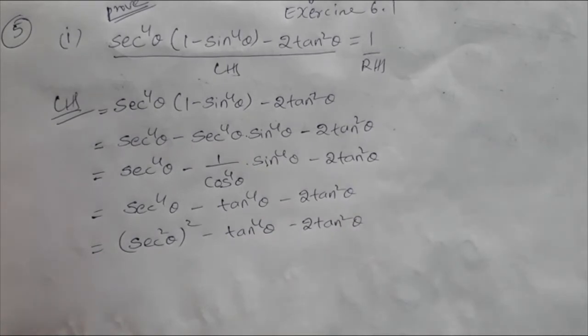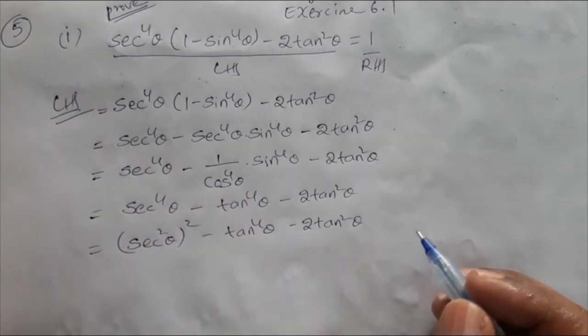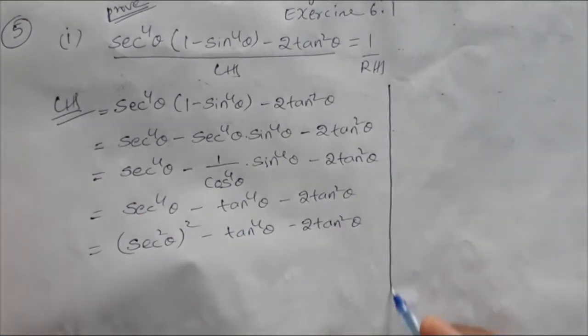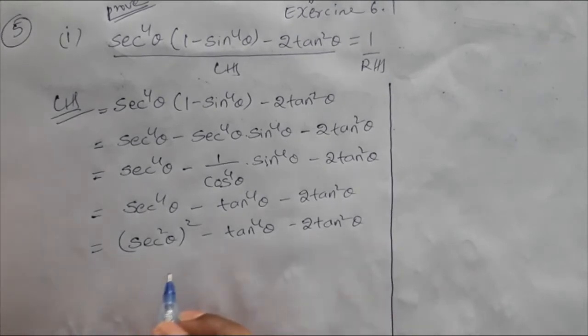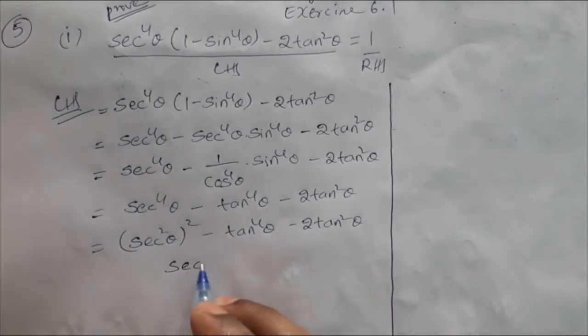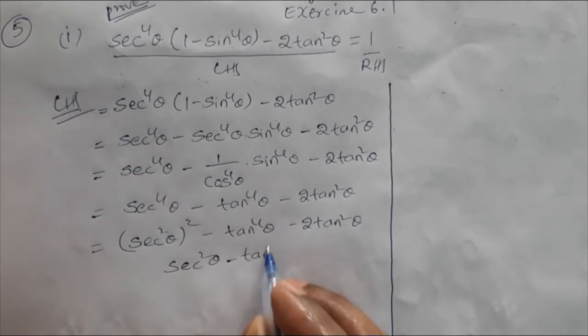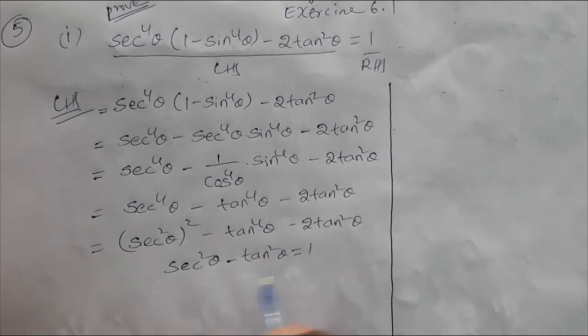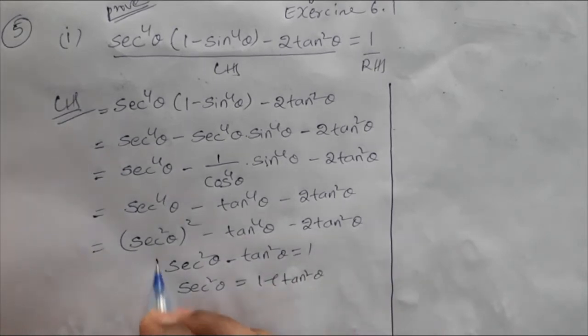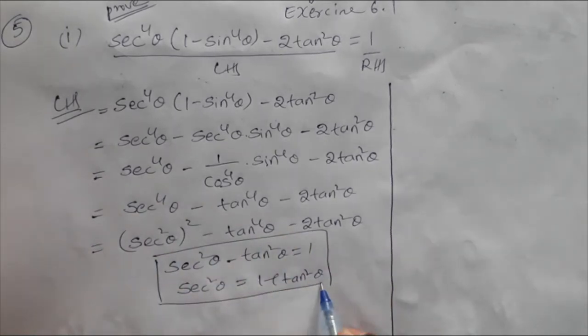Next, here we have secant square theta, so we have one identity. What is the identity in terms of secant square theta? We know this: secant square theta minus tan square theta equals 1. From this, secant square theta equals 1 plus tan square theta. So this identity we have to use now. Here secant square theta is there, so we write 1 plus tan square theta.